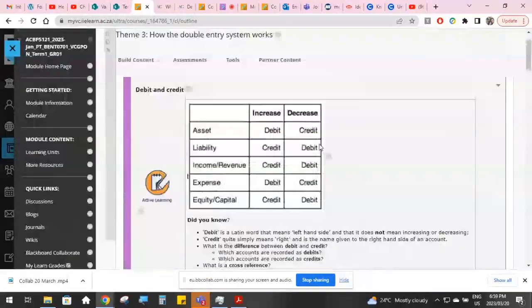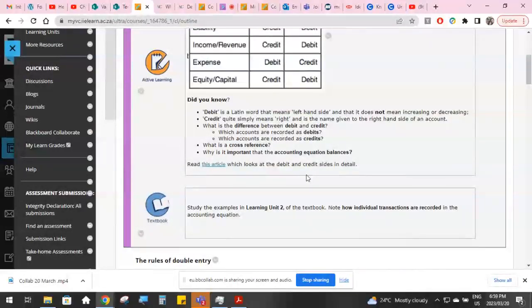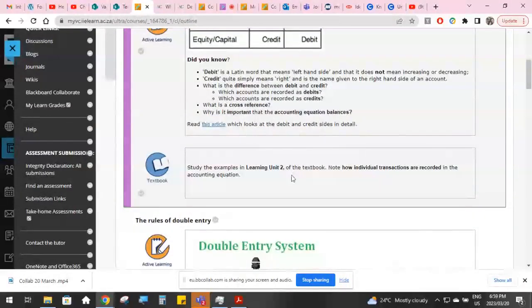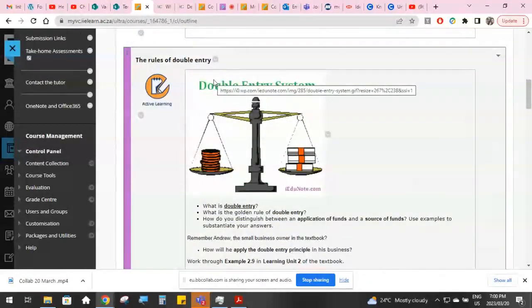So if, for instance, we've started here with debit and credit, they ask you some questions, they give you an article to read. Then underneath that, they say, study the examples in Learning Unit 2 of the textbook. So you should have your textbook open in front of you. Have a look at the examples and note how the individual transactions are recorded in the accounting equation. When you're happy with that, you go down to the rules of double entry.